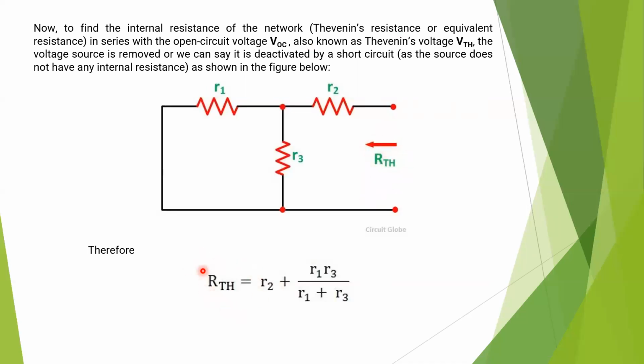So RTH therefore equals R2 plus R1 R3 by R1 plus R3. Why is this so? Because R1 and R3, these two, are connected in parallel when we consider from this end, and R2 is in series with these two. So that's why it is R2 plus R1 R3 by R1 plus R3.